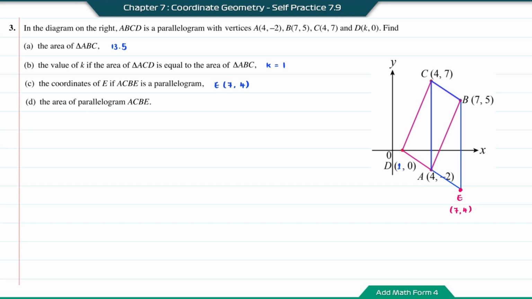Question D. Find the area of parallelogram ACBE. In question A, we already know the area of the triangle ABC. This is equal to 13.5. So in ACBE, AB divides the parallelogram ACBE into two equal parts. So we can say that the area of ABE is also equal to 13.5. So the area will be 2 times 13.5, which is equal to 27.